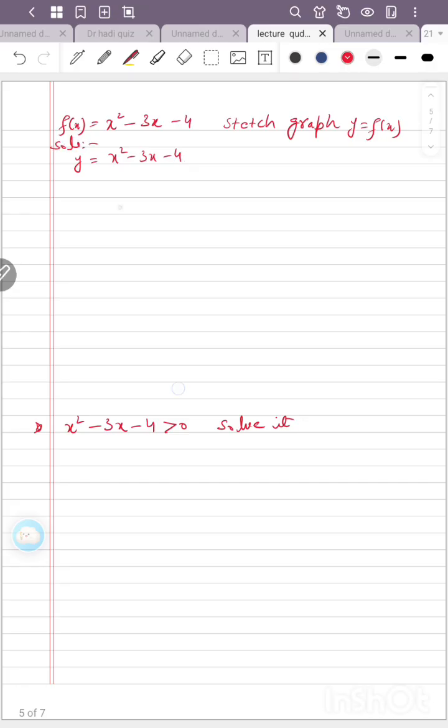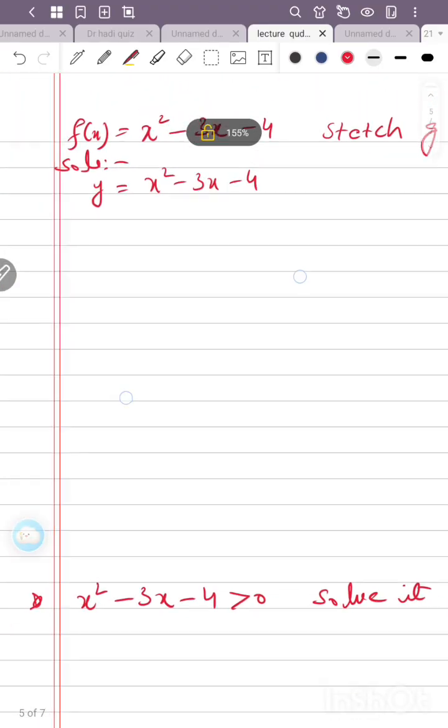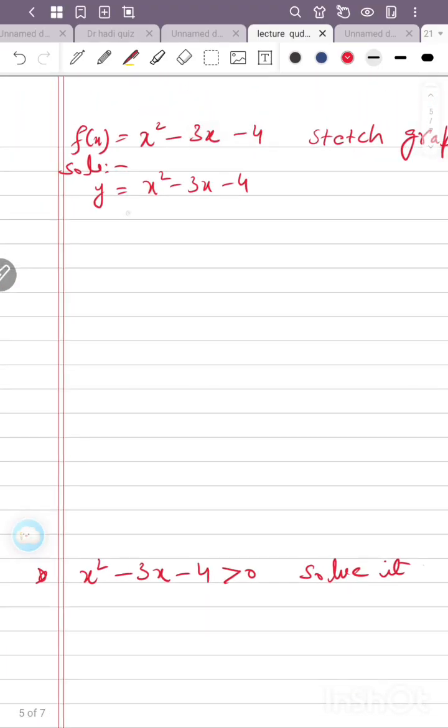Okay, and just zoom in to easily find the answers. Here you put x equal to 0. When you put x equal to 0, minus 3 times 0 minus 4, the y answer is minus 4. Okay, now we put y equal to 0 in equation 1. So equation 1 becomes 0 equals x square minus 3x minus 4.